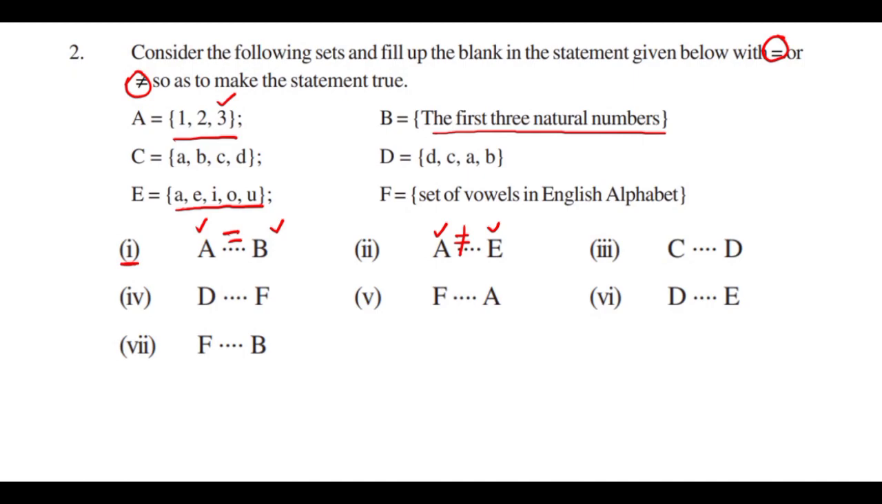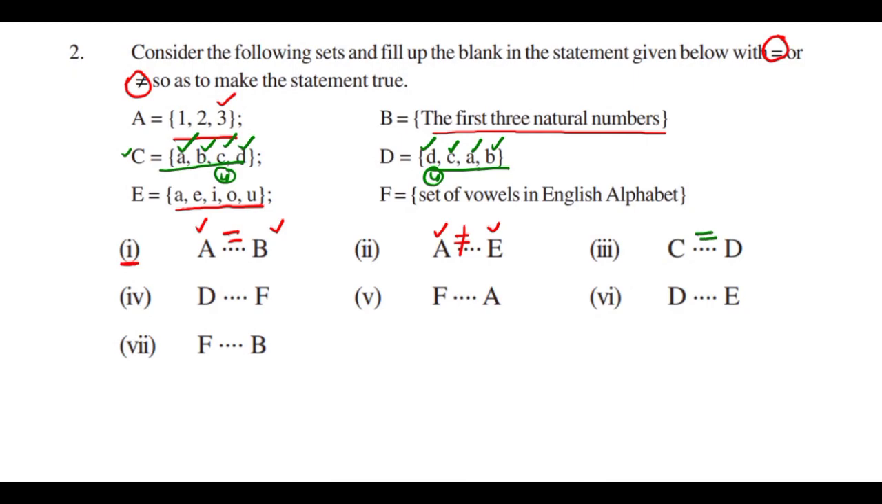When it comes to the third one, C and D. This is C, and this is D. Yes, it looks the same, right? There are four elements here and here also four elements. What are the elements we have? A, B, C, D in both. Equal, right? Then we should put the symbol here: equal.